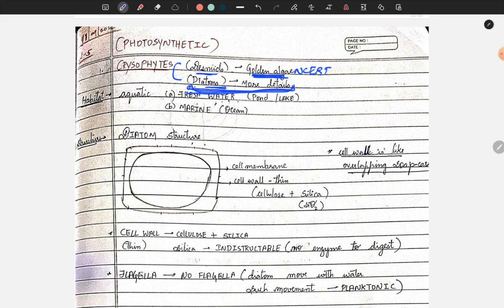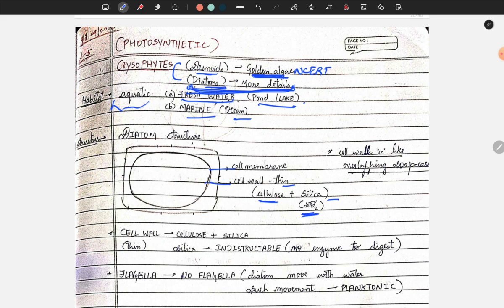The habitat of chrysophytes: they are mainly aquatic organisms which live in fresh water like ponds and lakes, and they are also present in marine water, also called the ocean. Now the structure of diatoms is simple, which has a cell membrane and cell wall. The cell wall is thin, made up of cellulose and silica, SiO2. Remember, the cell wall is thin, made up of cellulose and silica.